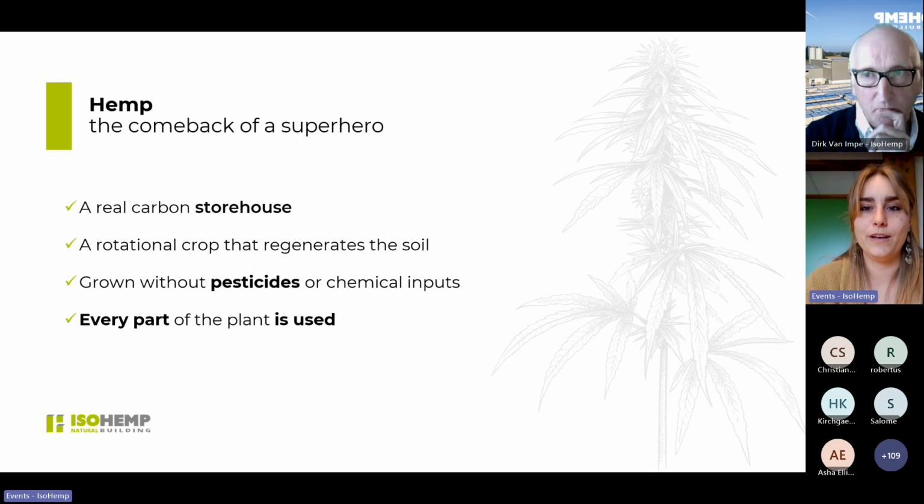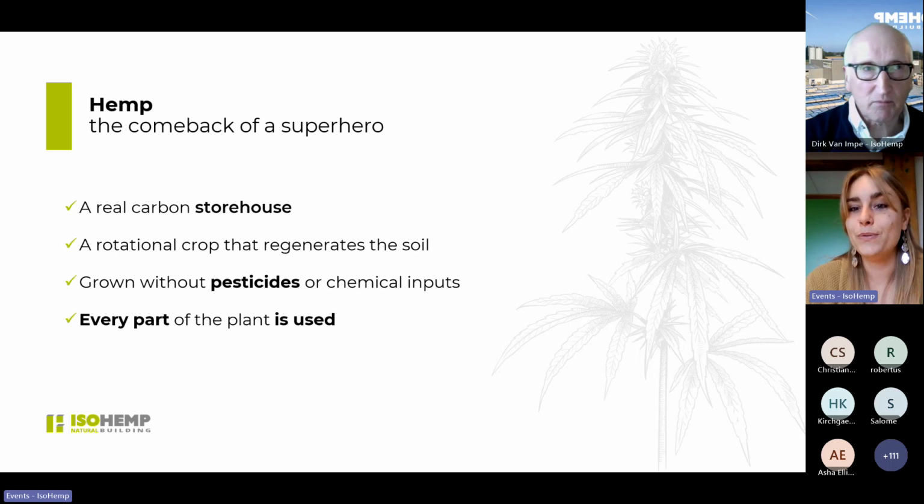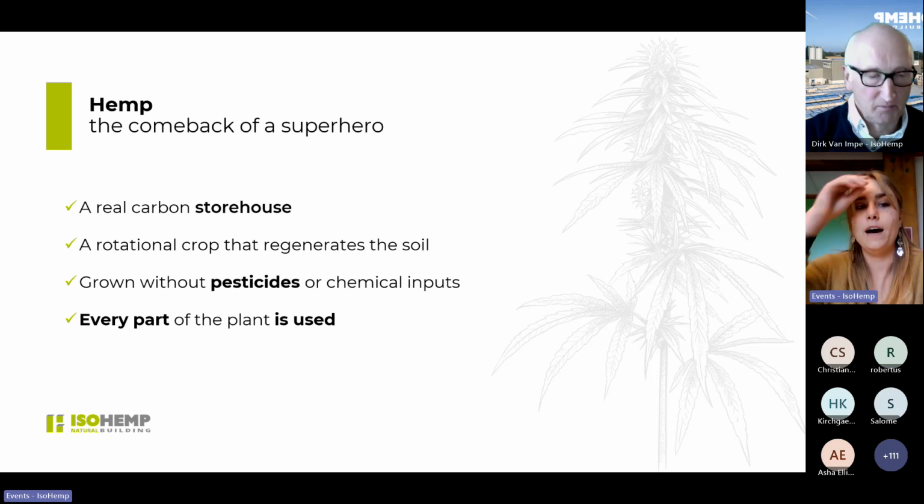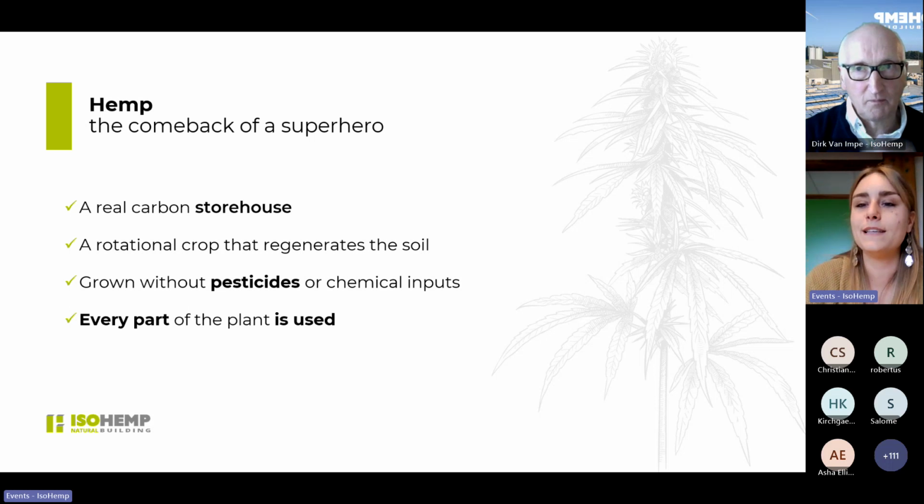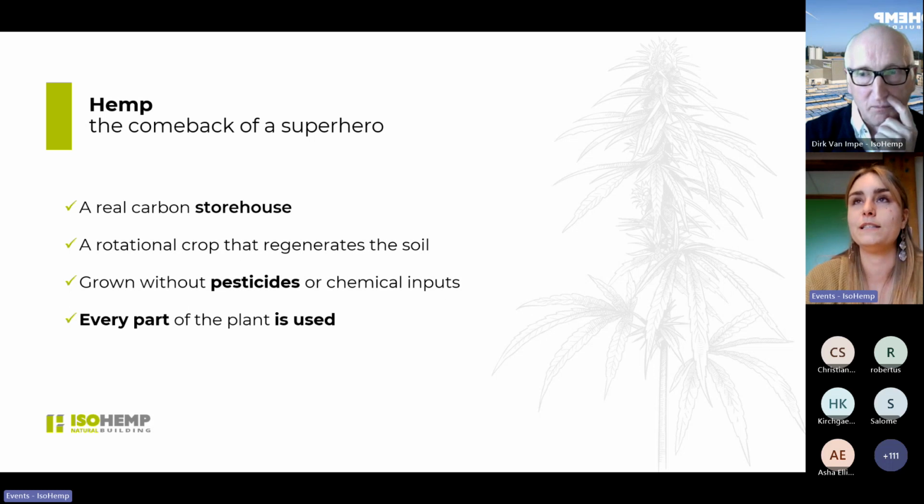So let's talk about our superhero, the hemp, because this is the basis of our blocks. The first evidence of hemp culture goes back 12,000 years. Throughout history, it has always been one of the most important agricultural products. It is, of course, the same plant as cannabis, but the part used for industrial application is different from the THC part.